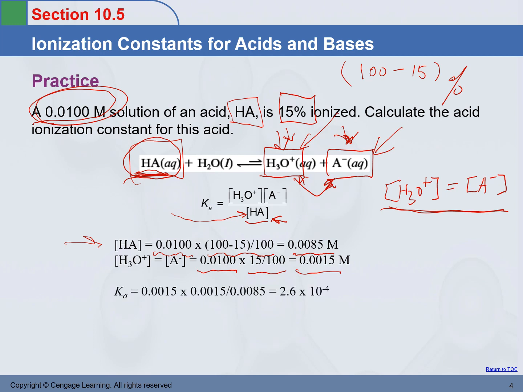Now, Ka equals the product of these two concentrations, which is 0.0015 divided by the HA concentration. With 2 significant figures, 2.6 times 10 to the power of -4.